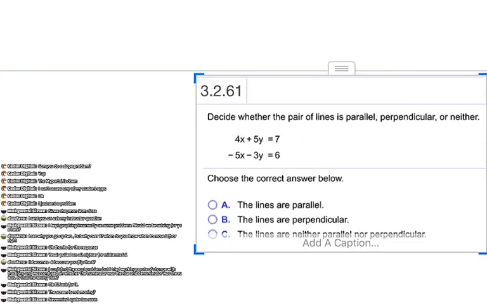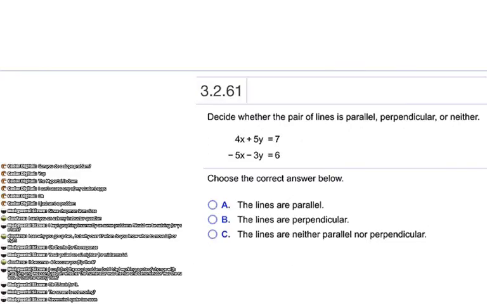I spoke too soon. Okay. All right, let's look at this. So this is the next one that came in basic math. It says decide whether the pair of lines is parallel, perpendicular, or neither. Okay, so is the pair parallel, perpendicular, or neither? I believe that's all, folks. Okay.